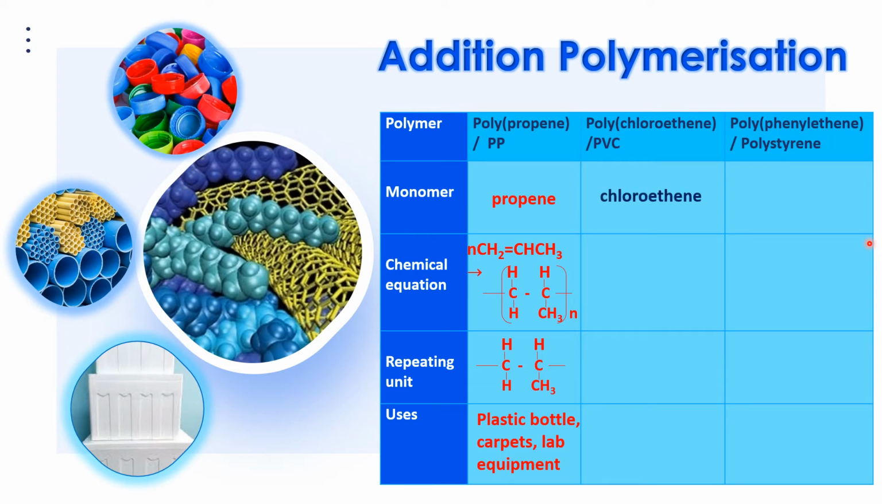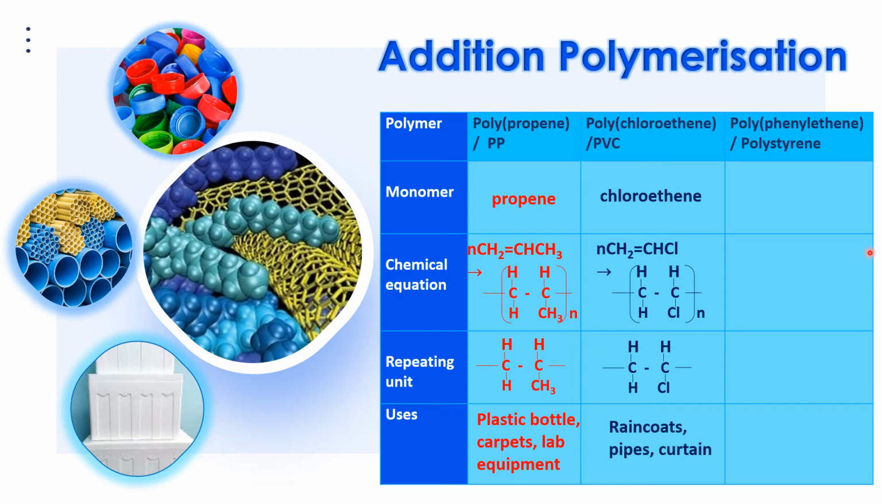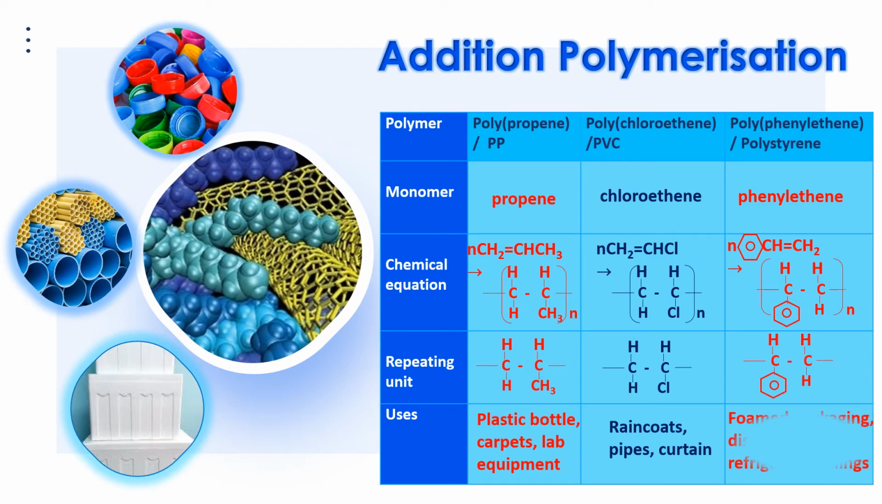Polychloroethene, PVC: the monomer is chloroethene. For the chemical equation, n mole of chloroethene reacts to form polychloroethene. The repeating unit is in the bracket. The uses are to produce raincoats, pipes and curtains. Polyphenylethene, polystyrene: the monomer is phenylethene. For the chemical equation, n mole of phenylethene forms polyphenylethene. The uses are to produce foam packaging, disposable cups and refrigerator liners.